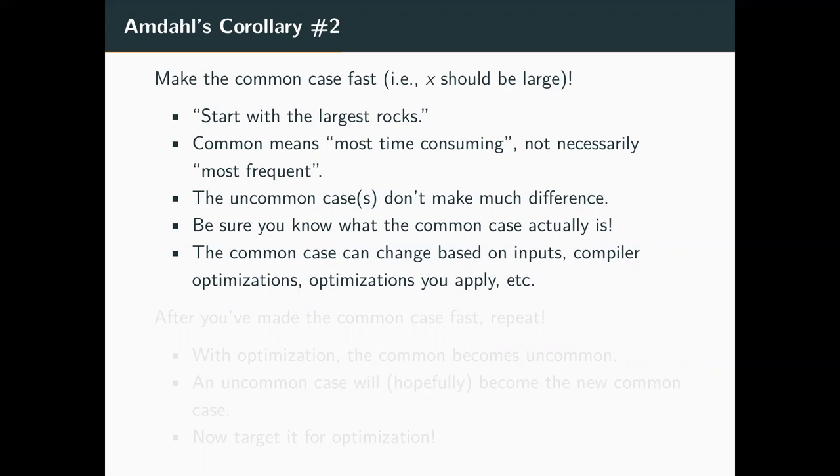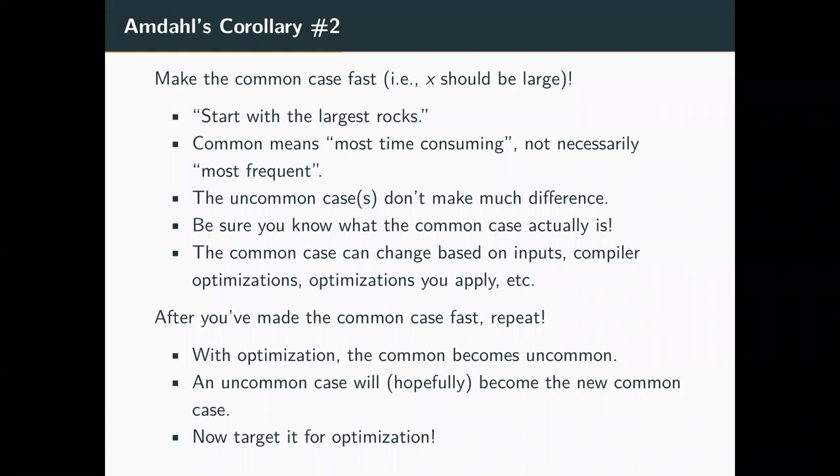And it really is going to depend on all of the things that we've discussed that affect CPI, for example, inputs, compiler optimizations, your algorithmic optimization. Everything can affect this. So you might optimize for one case and it is really efficient for that, but in the general case, it may not be. And then you just keep doing this until, hopefully, once you've applied an optimization, your common case becomes less common, and then some new common case will emerge. And then you should aim for that for optimization.